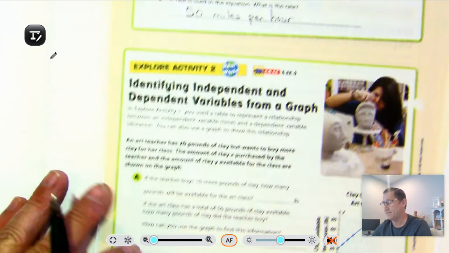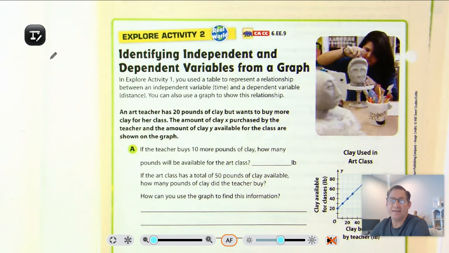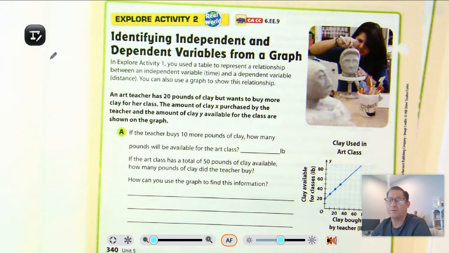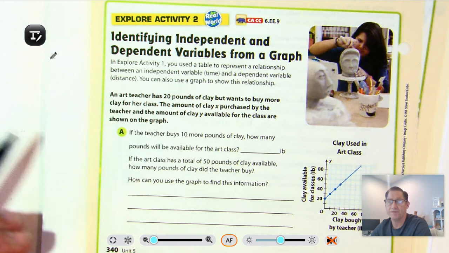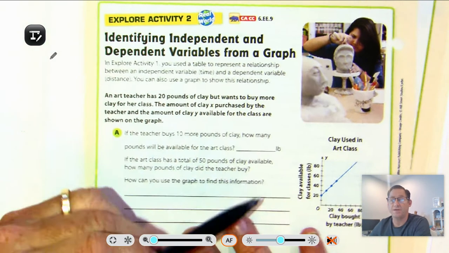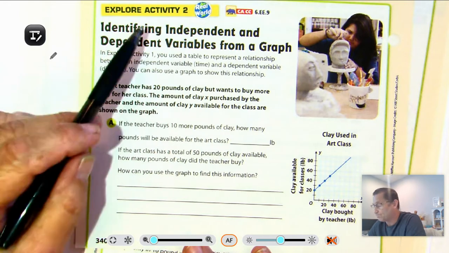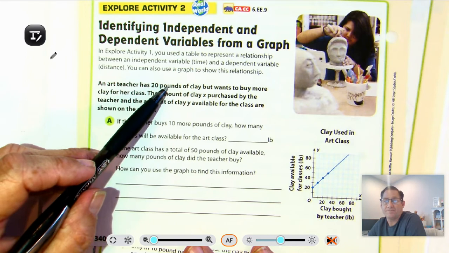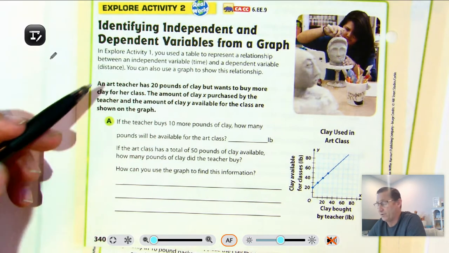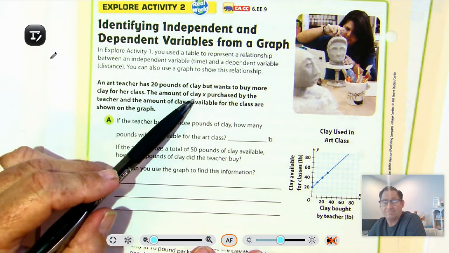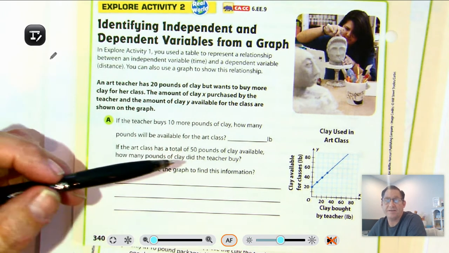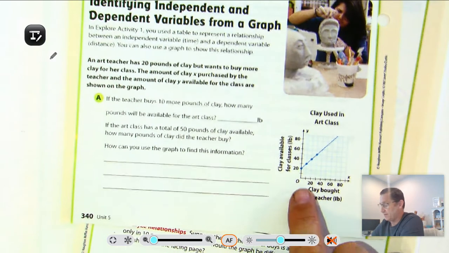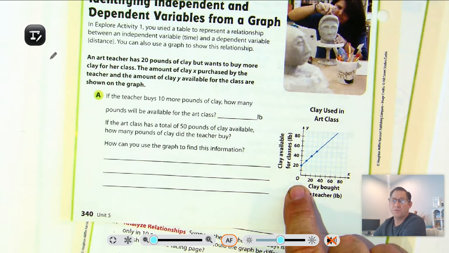All right, let's move on to activity two. So identifying independent and dependent variables from a graph. So in our previous activity, we saw how to represent or find the independent variable in a table. And here we're going to use a graph. So an art teacher has 20 pounds of clay, but wants to buy more clay for her class. The amount of clay, X, purchased by the teacher and the amount of clay, Y, available for the class are shown on the graph.